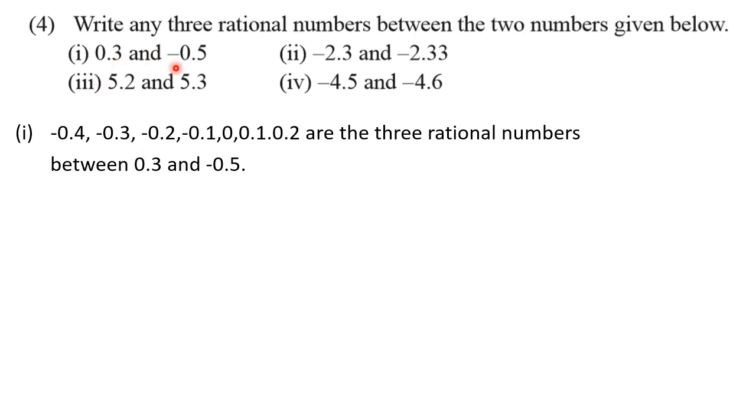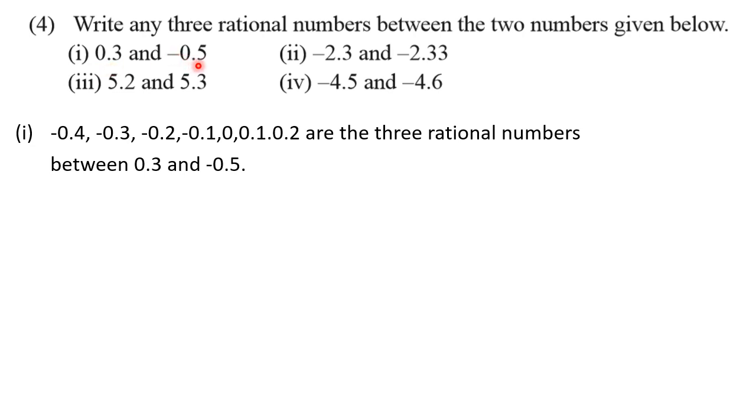0.3 and minus 0.5. So here I have written 6 numbers which lie between 0.3 and minus 0.5. Out of these you have to write only 3. That is why I have written the word 3 here. But I have written all possible 6 numbers. So how to decide here? Just bring the number line in front of your eyes. Minus 0.5 lies on the left hand side and 0.3 lies on the right hand side of the 0.